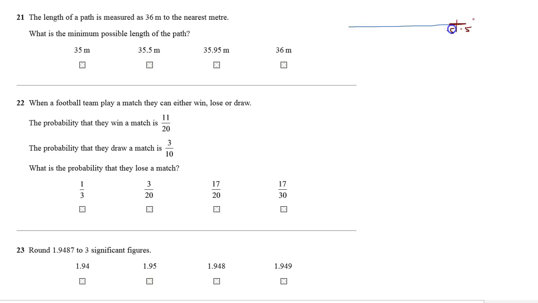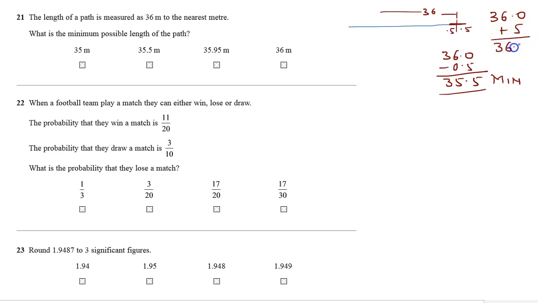Up to here it is 36. So for the minimum we subtract 0.5. So 36.0 minus 0.5 is 35.5. This is the minimum possible length, and the maximum possible length is 36.0 plus 0.5, so this is 36.5. That is the maximum possible length. So the answer is 35.5.